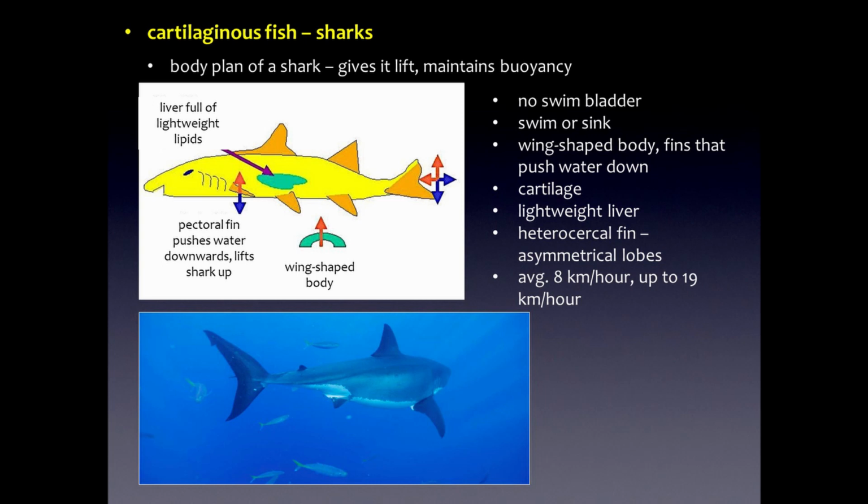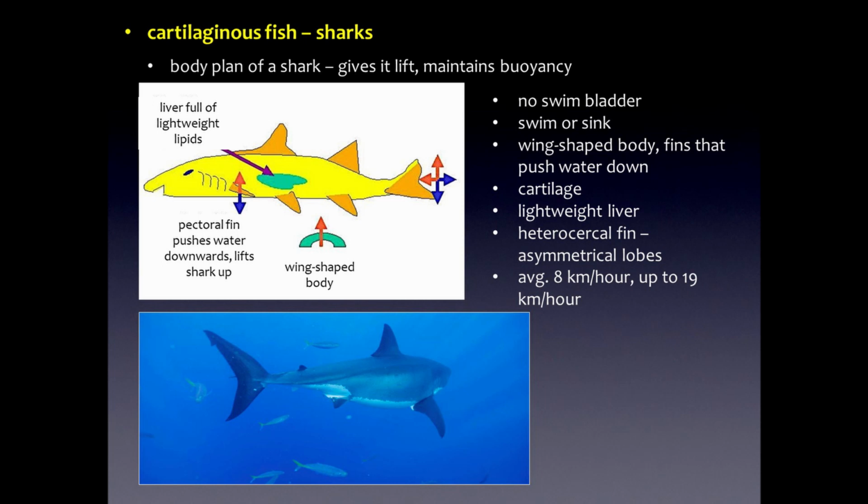They have that pectoral fin that helps push water downwards, helps lift the shark up in the water. They have this streamlined body plan. Once again, most species have to continually swim or else they're going to sink. They have that unique tail, that heterocercal fin with the asymmetrical lobes that help them move through the water powerfully. Not great for maneuverability, but great for propelling yourself through the water.